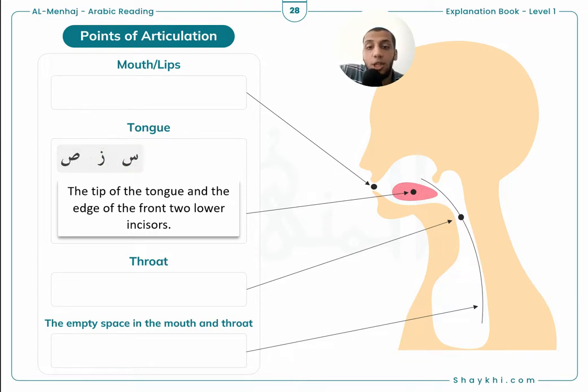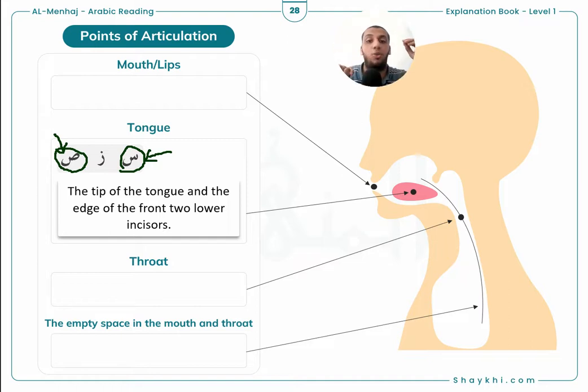Let's now discover also the difference between letter Sin and letter Sad. Sa, si, su. So what is the difference? The difference here is the heaviness and lightness, al-tafkhim wa al-tarqiq. Letter Sin is a light letter, a muraqqaq letter. But letter Sad is a heavy letter, a mufakhkham letter. What does heavy letter or light letter mean?